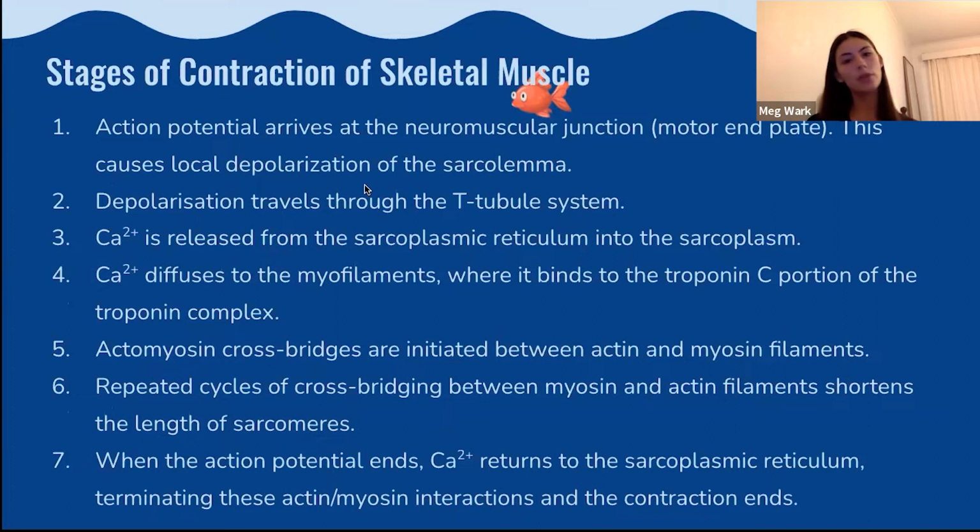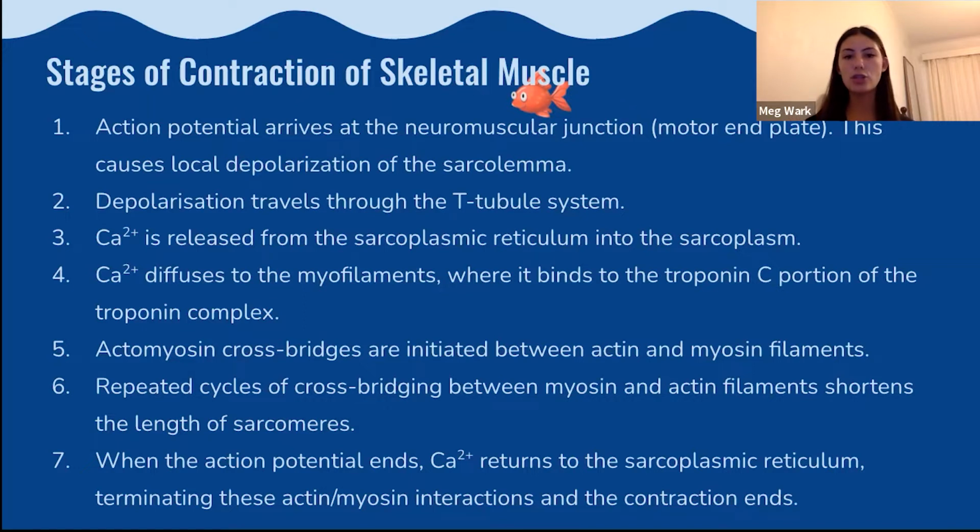So the stages of contraction of skeletal muscle. The first step is an action potential, which we discussed last week, arrives at the neuromuscular junction, which is also called the motor end plate. That's where you have a neuron that meets a muscle, so neuromuscular junction. And this causes local depolarization of the sarcolemma. So that's the plasma membrane of the cell.